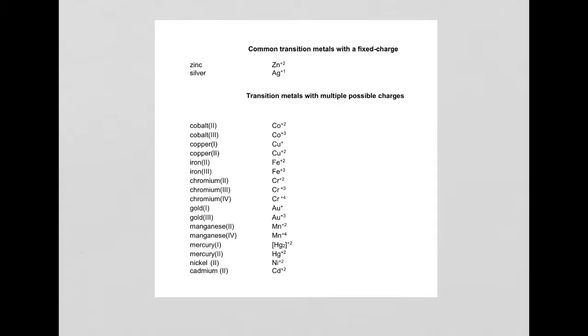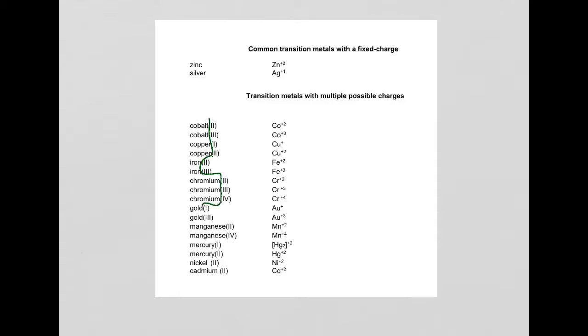For example, chromium could be +2, chromium could be +3, chromium could be +4. Gold could be +1, gold could be +3. So minus zinc and silver that have one fixed charge, the rest of the transition metals have many different charges. Now, because they have many different charges, what do we use when we're naming them? We use a Roman numeral.